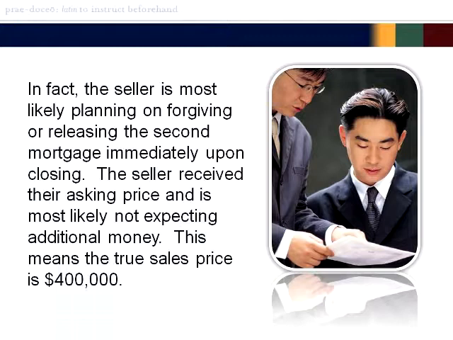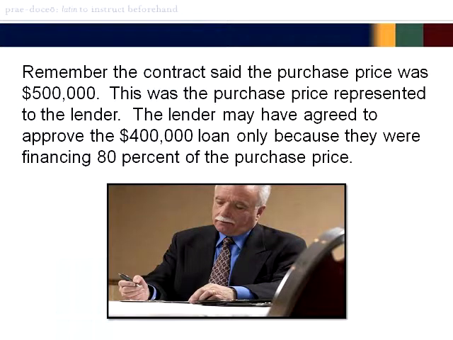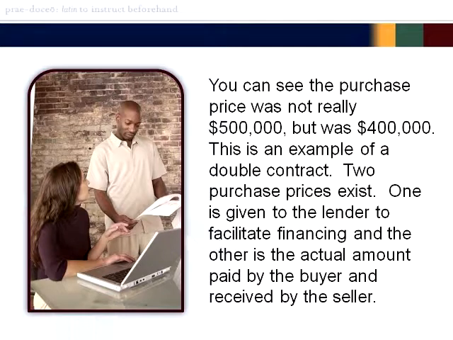The seller received their asking price and is most likely not expecting additional money. This means the true sales price is $400,000. Remember, the contract said the purchase price was $500,000. This was the purchase price represented to the lender. The lender may have agreed to approve the $400,000 loan only because they were financing 80% of the purchase price. You can see the purchase price was not really $500,000, but was $400,000.